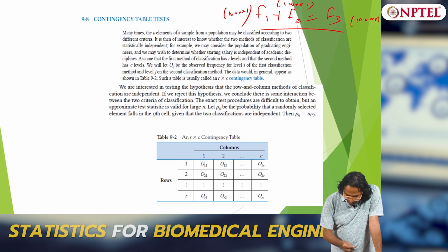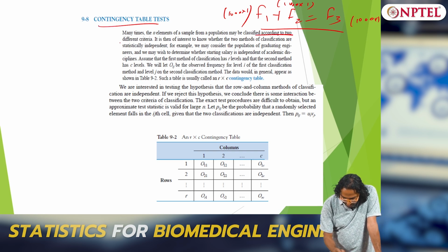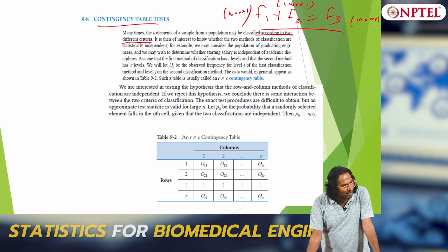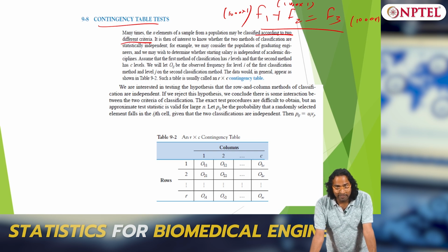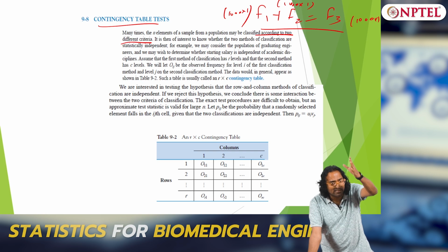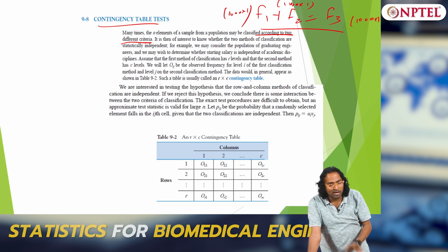So many a times the n elements of a sample from a population may be classified according to 2 different criteria. We are only doing 2, we will extend it to n later on. Right now I am doing only whether 2 variables are independent or not. Of course, you can do this test for multiple variables pairwise.